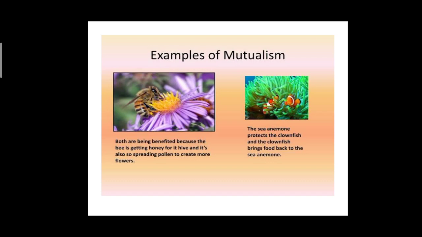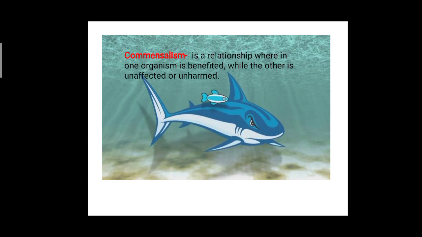Another example is the sea anemone and the clownfish. The sea anemone protects the clownfish and the clownfish brings food back to the sea anemone. So, both organisms benefited from the interaction. So, the next kind of relationship is commensalism.